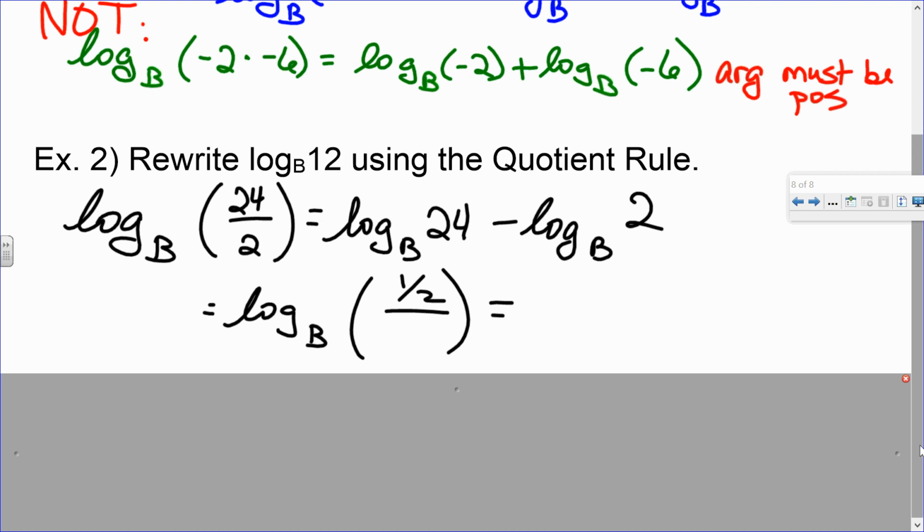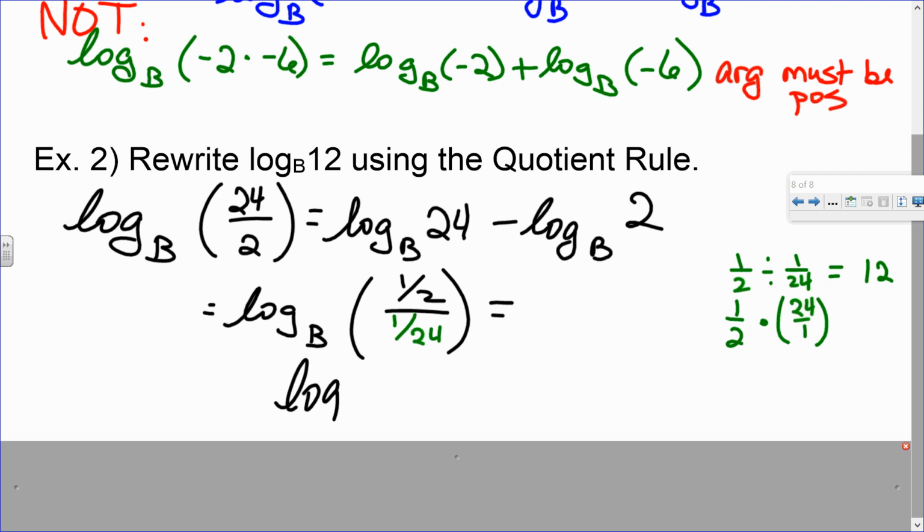Okay, let's see. I need a half divided by something to still give me 12, right? Which means I need a half times the reciprocal. So what am I going to need to use? Abby. So if I do 1 over 24 right here, is a half times 24 over 1 going to give me 12? So I can indeed do 1 over 24 right there, which means I have log base b of a half minus log base b of a 24th.